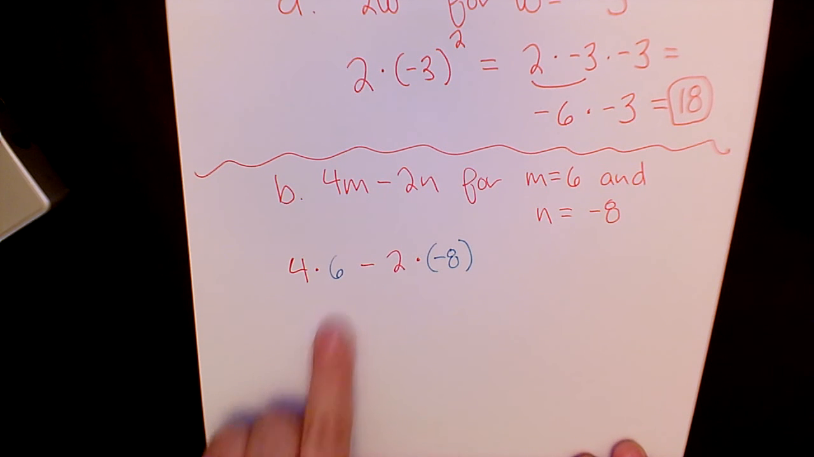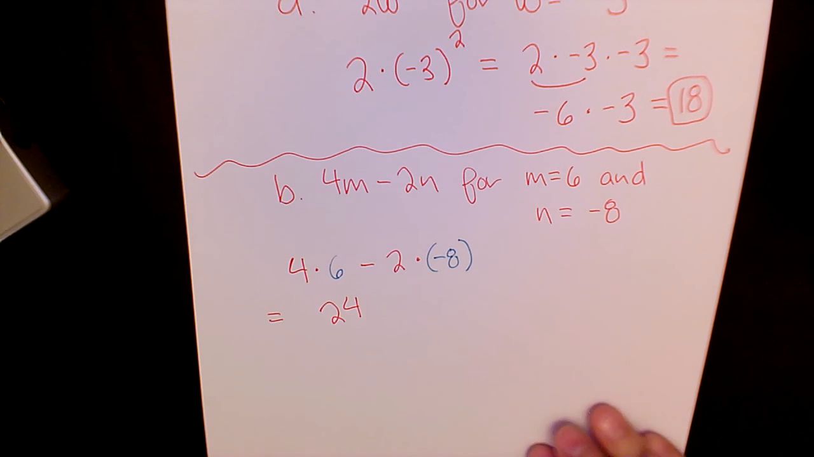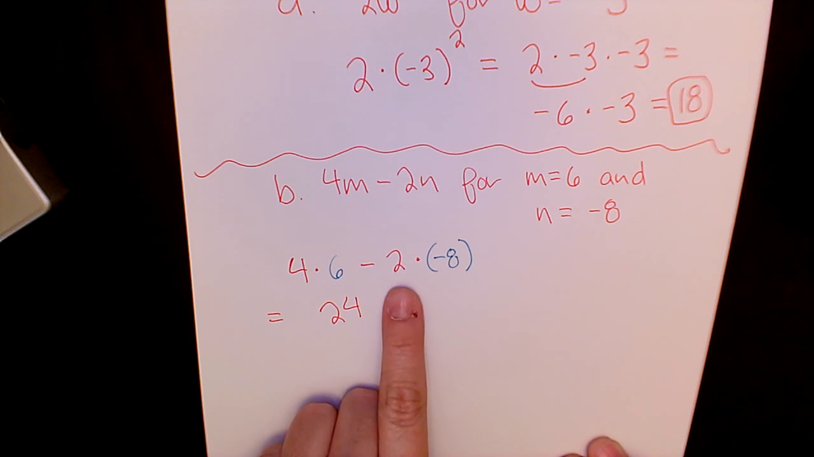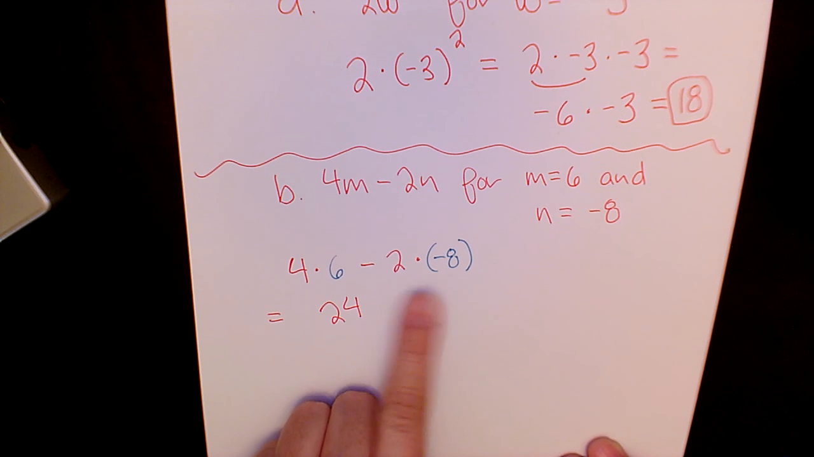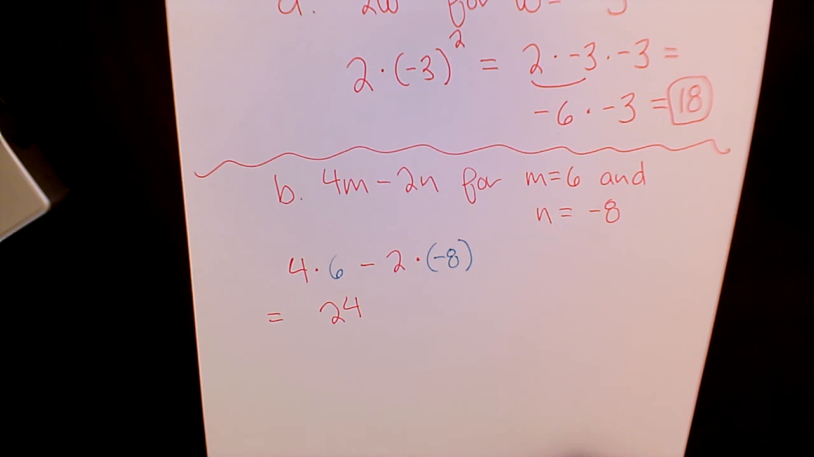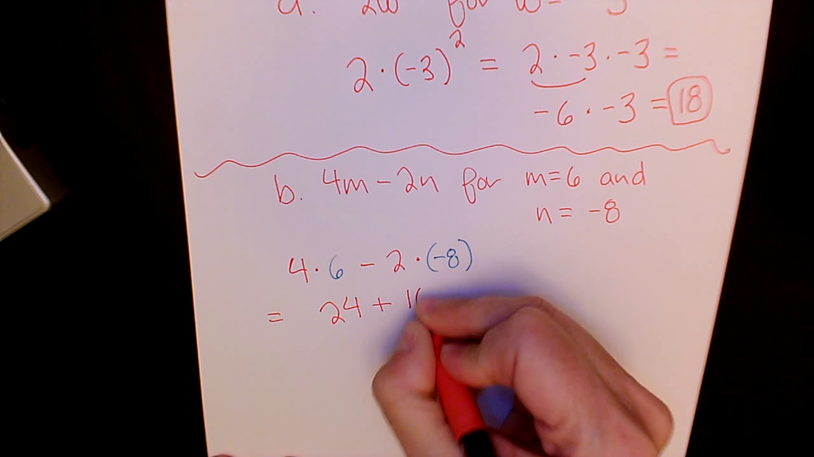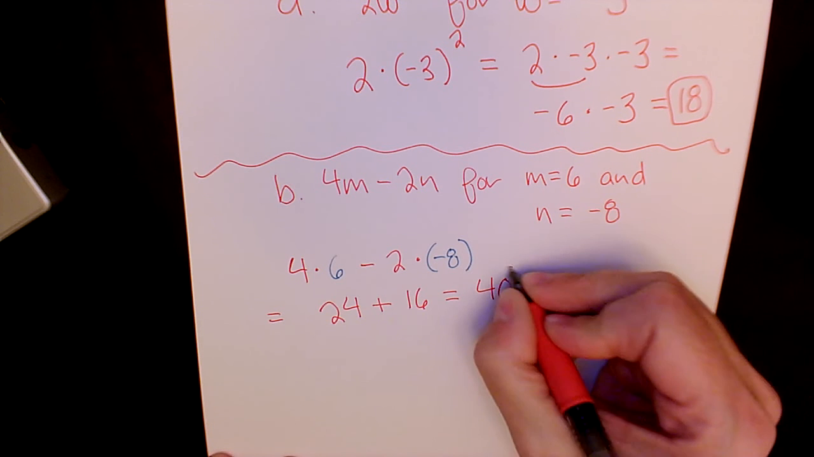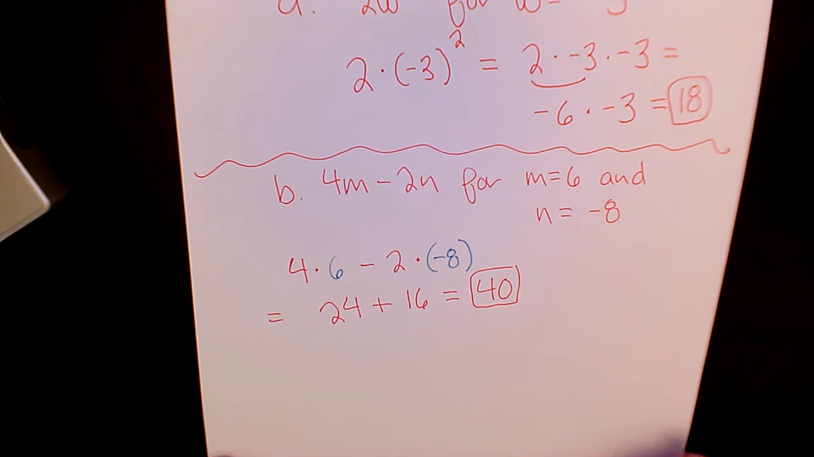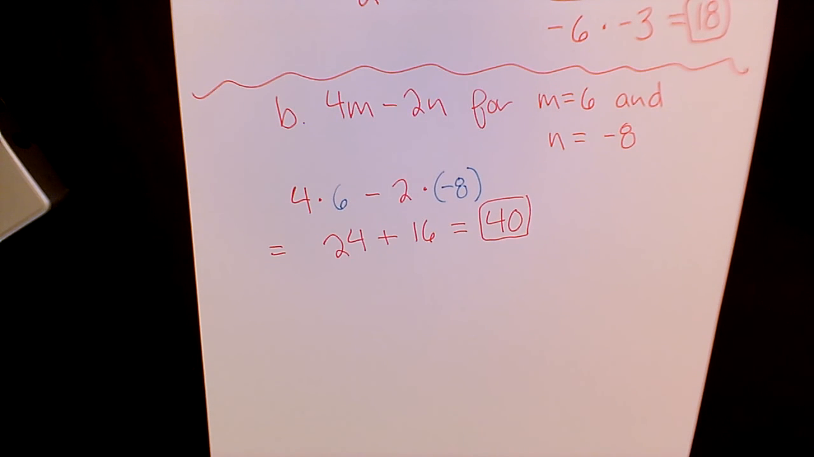Okay, so 4 times 6 is just 24. What's negative 2 times negative 8? A negative times a negative is a positive. So this is a positive 16. And if I add these two together, I get a final answer of 40. So that's number 7.